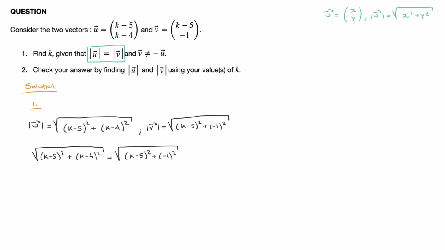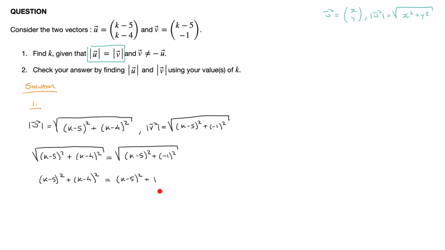There we go. Okay, now because the entire left-hand side is underneath a square root, and the same can be said for the right-hand side, we can square both sides of this equation to get rid of those square roots. And in doing so, this becomes k minus 5 in parentheses squared plus k minus 4 in parentheses squared, which equals k minus 5 in parentheses squared plus negative 1 in parentheses squared, which is just 1.